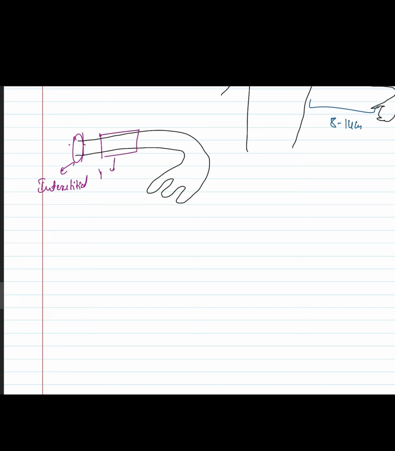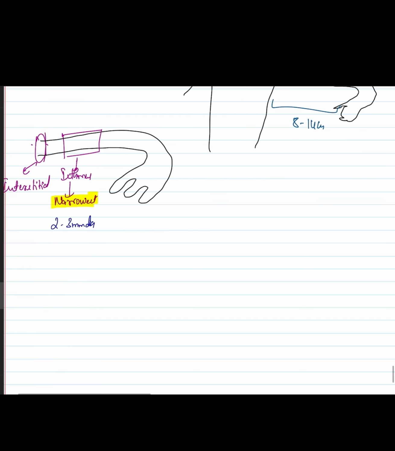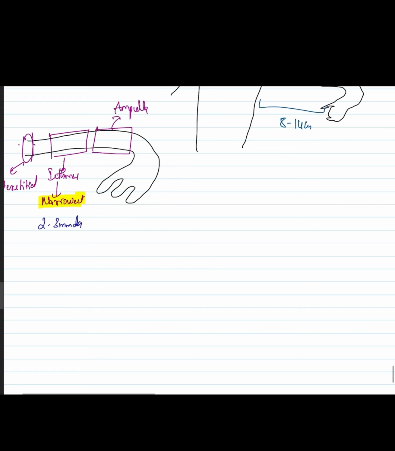This is your isthmus, which is the narrowest part. Remember this, it's very important when we discuss ectopic pregnancy. The measurements are also important. This is 2 to 3 mm in diameter. And this is your ampulla, which is the widest part. Understood? Widest. The diameter is 5 to 8 mm.